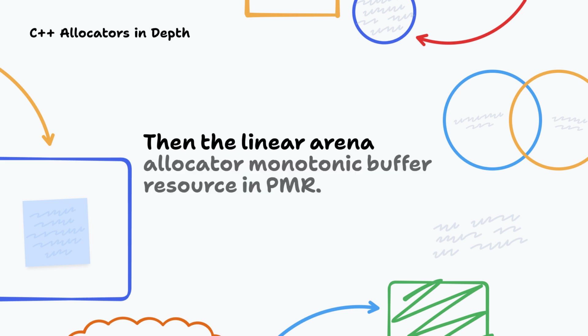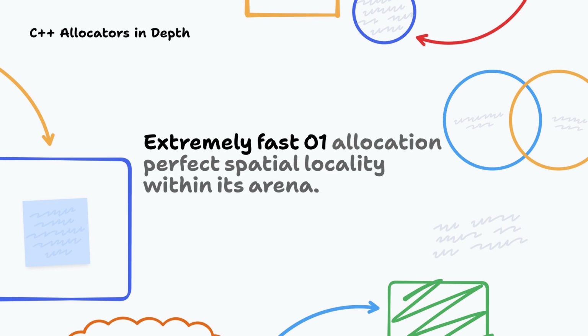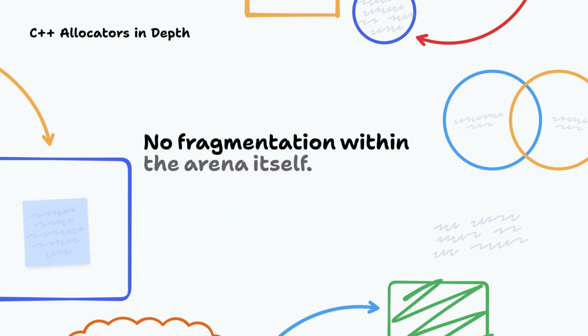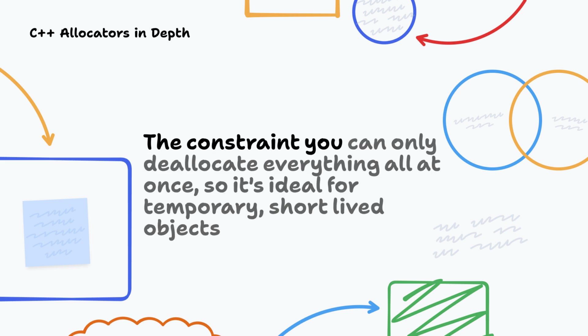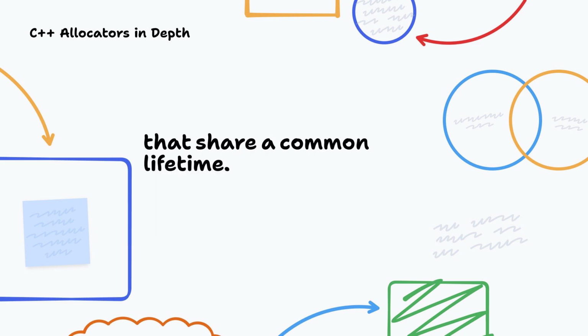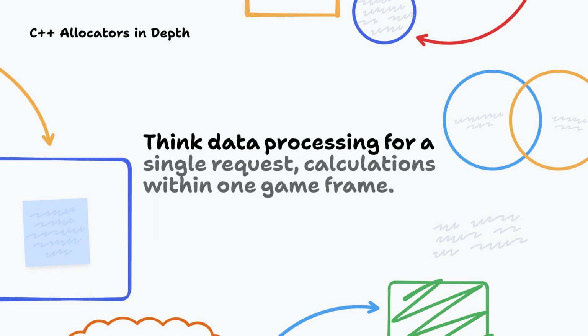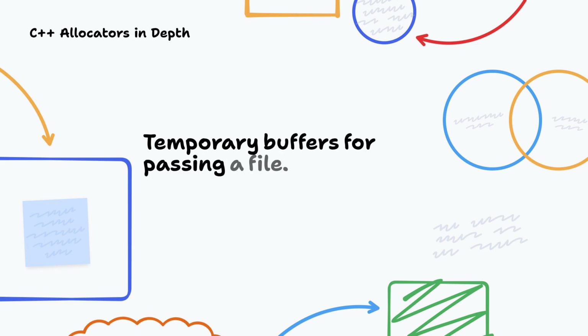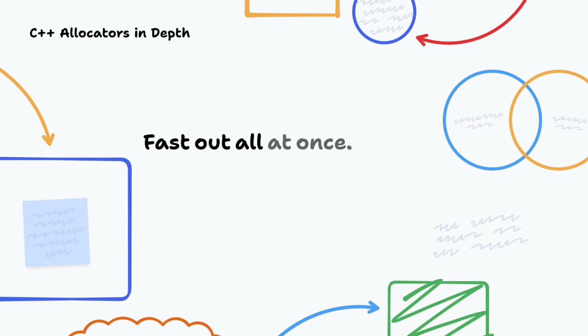Then the linear arena allocator, monotonic buffer resource in PMR. Extremely fast, O(1) allocation. Perfect spatial locality within its arena, no fragmentation within the arena itself. The constraint: you can only deallocate everything all at once. So it's ideal for temporary, short-lived objects that share a common lifetime. Think data processing for a single request, calculations within one game frame, temporary buffers for parsing a file. Got it. Fast in, fast out all at once.